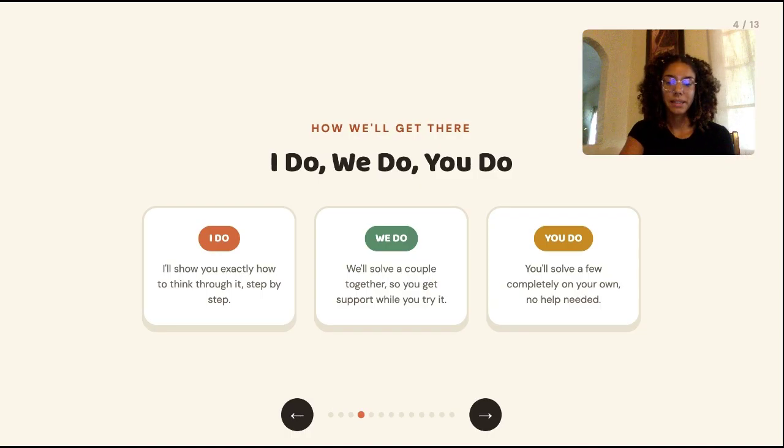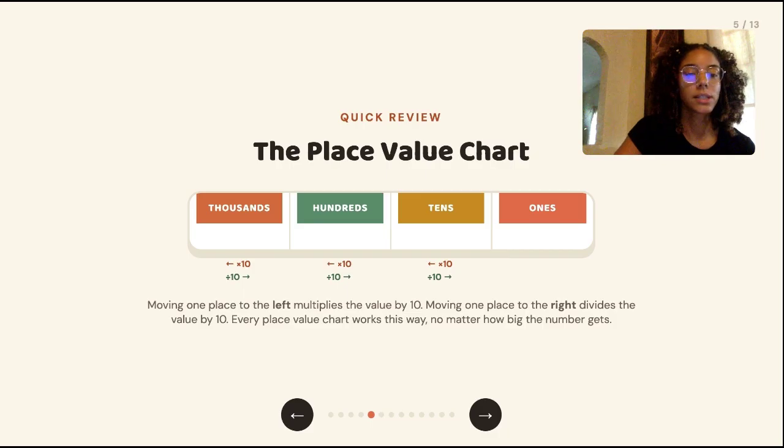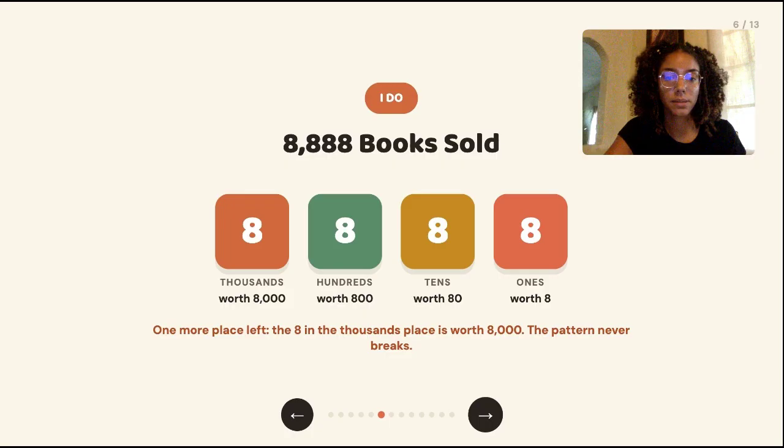Before we dive in, let's do a quick review of the place value chart. All the way to the right, we have our ones place. To the left, we have our tens, hundreds, and then thousands. Moving one place to the left multiplies the value by 10, while moving one place to the right divides the value by 10. Each place value chart works the same way no matter how big the number gets.